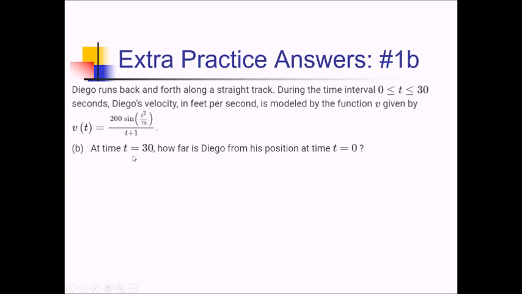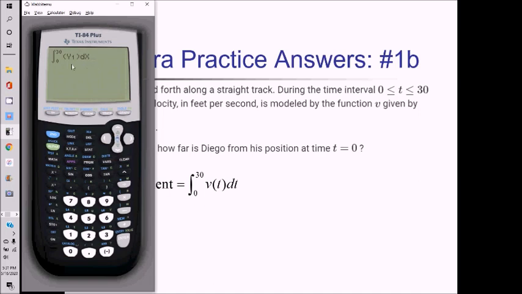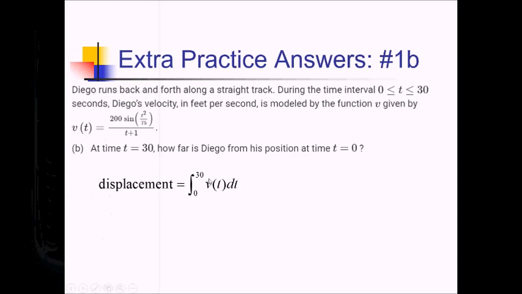For this part, we want to know at time 30, how far is Diego from his position at time 0. So we're just asking for Diego's displacement, which is going to just be the integral of his velocity from 0 to 30. So let's just plug that in the calculator. So there we are. Recall that I stored velocity as y1 in my y equals. So just press enter there. And that's going to be, drum roll, 128.323. And that's going to be in feet.